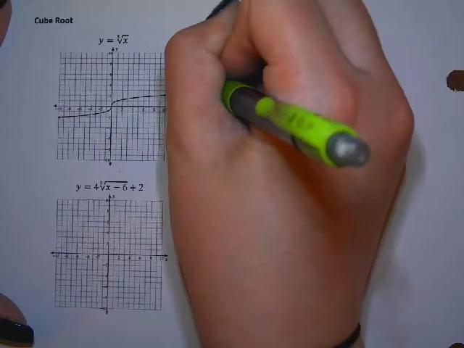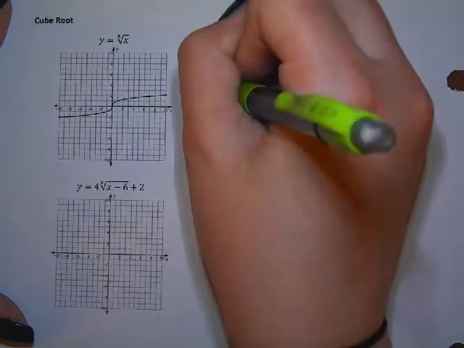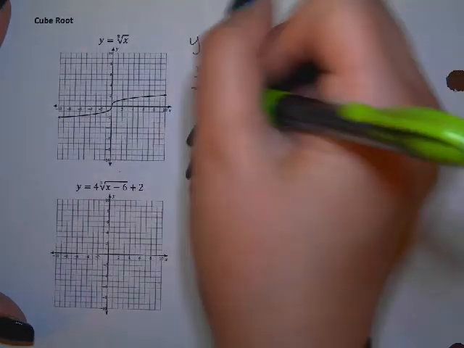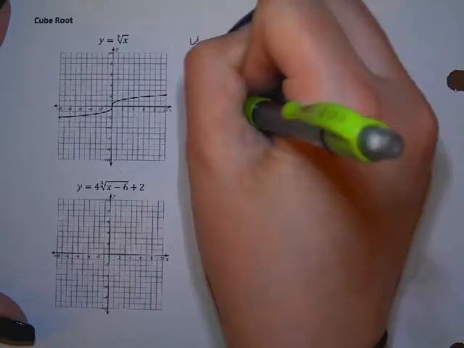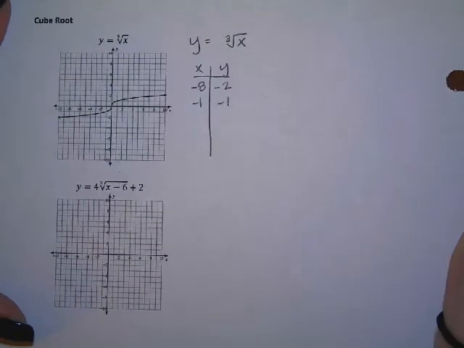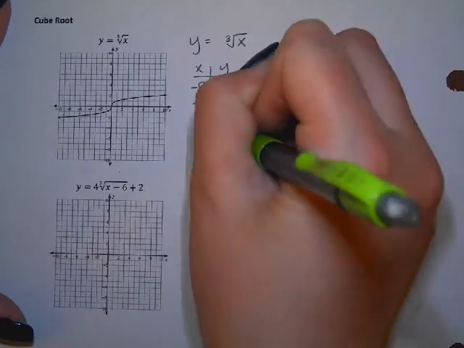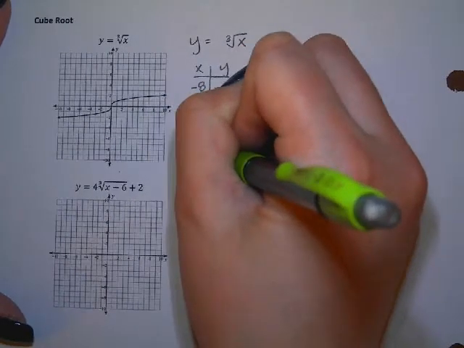So -8 can be cube rooted, that's -2, because -2 multiplied by itself 3 times is -8. -1 can be cube rooted, that's just -1. 0 can be cube rooted, that's 0, and then 1, 1, 8, 2.